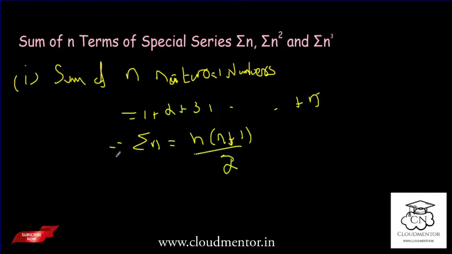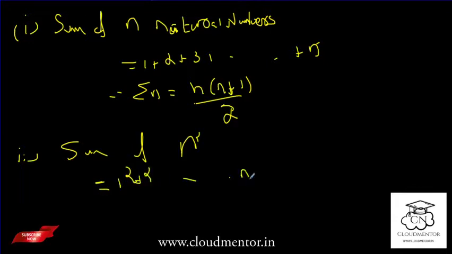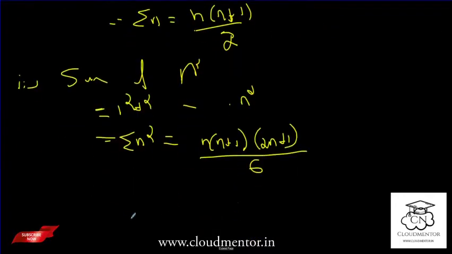Okay, and now the sum of the squares of natural numbers, that is 1 square plus 2 square plus etc. up to n square, which we can write as sigma n square, which is equal to n of n plus 1 of 2n plus 1 divided by 6.